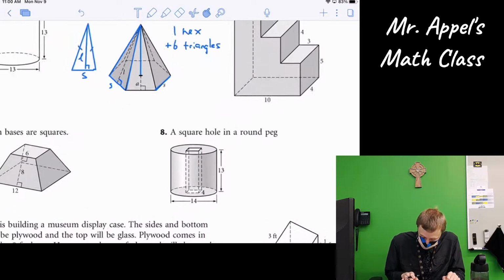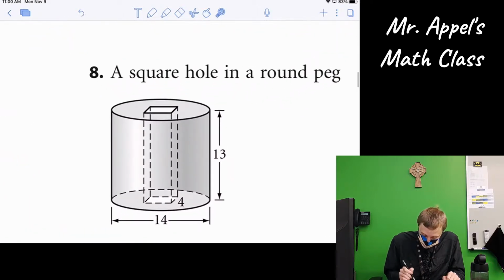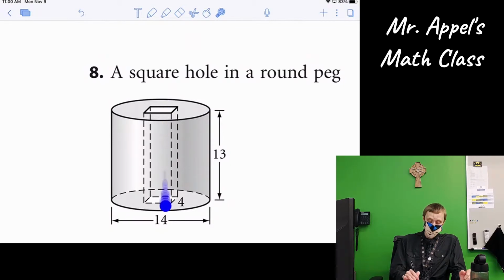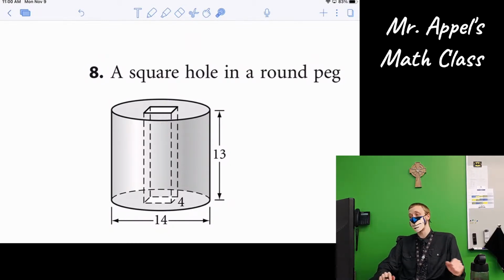Well, this one has done a nice job of shading it for us. So you can see the circle part here is kind of a light gray, and the square there is pure white. So yes, we will assume that hole goes all the way through. The bottom also has a hole in it. Excellent question.